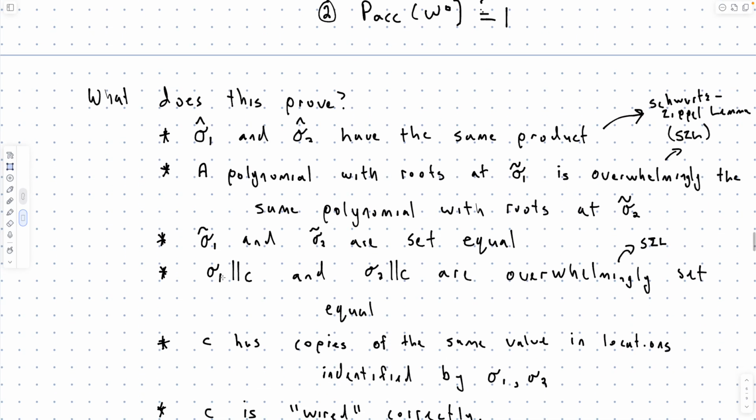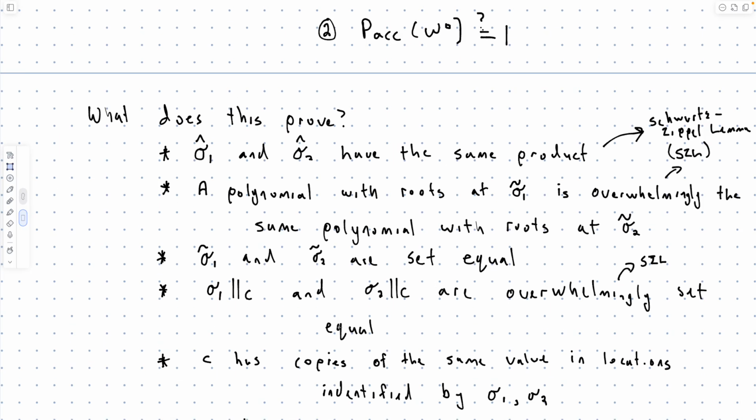All right. Now, if squeezing these two together is set equal, what that tells me is that wherever a value in C matches sigma 1, the same value in C also matches the value in sigma 2. So what that means is that C has copies of the same value in the locations that are identified by sigma 1 and sigma 2.